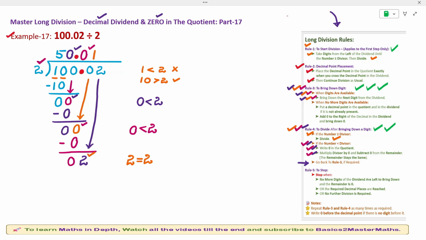2 ones are 2. So, you will get 0 as the remainder and 50.01 as the quotient. Observe, now division is complete because no more digits of the dividend are left to bring down and the remainder is 0.